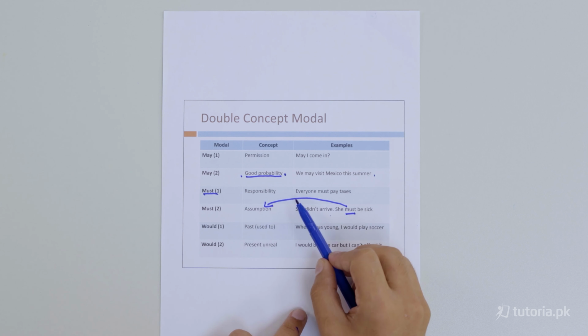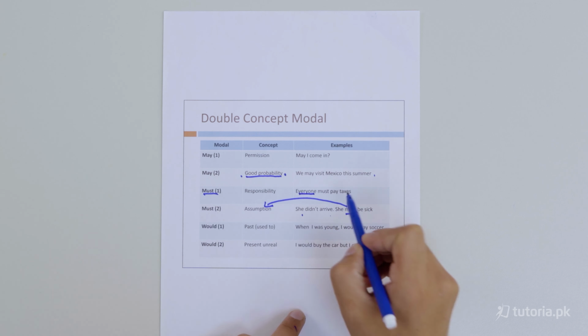If a teacher says that everyone must pay attention in the class, it is taken that the teacher is giving responsibility to students to take interest in the class. Look at the example here. Everyone must pay taxes. So it is the responsibility of everyone that they should pay taxes.